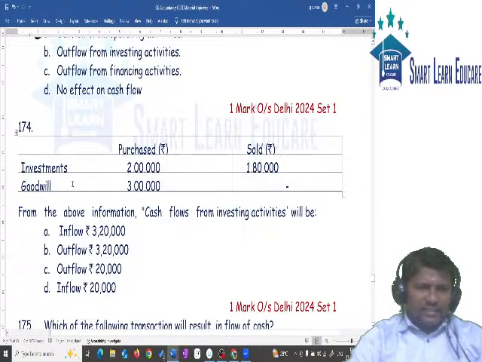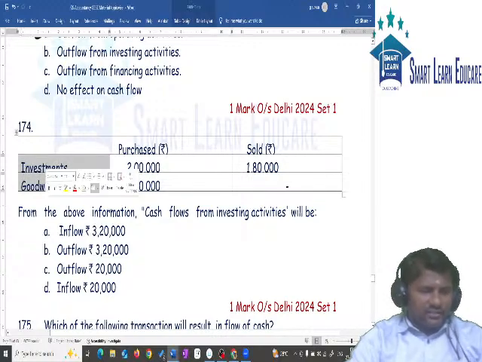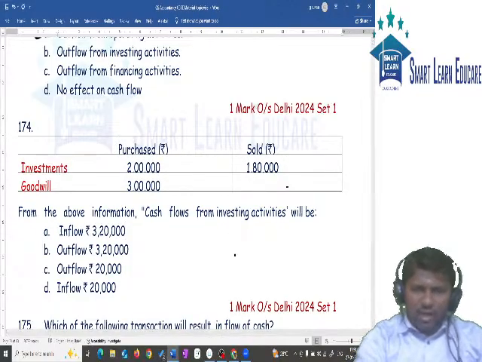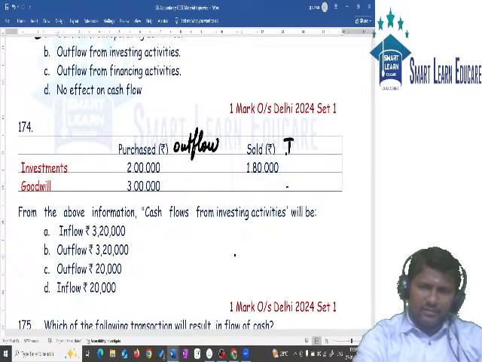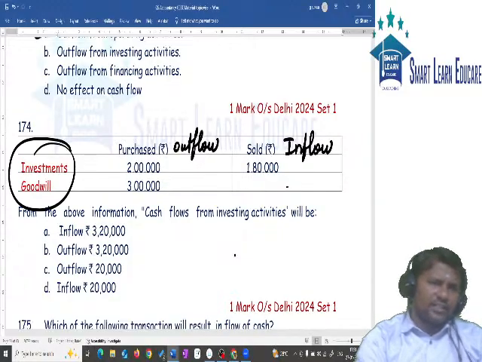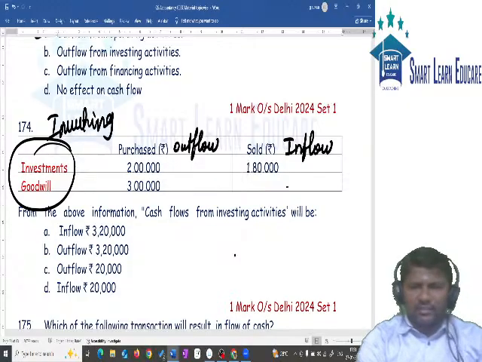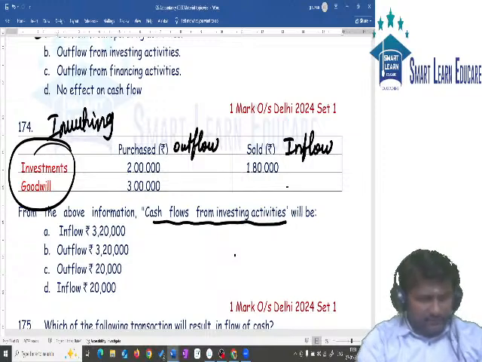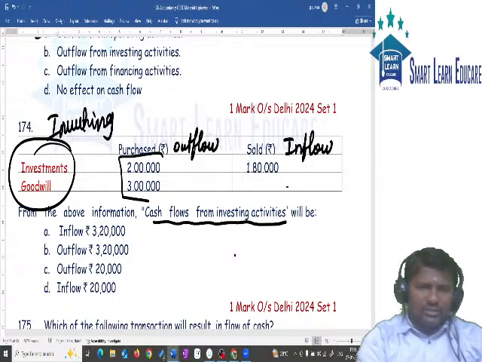Next, some asset related items are given. Asset related means what activity? Investing. Purchase is given. Purchase means it is outflow of cash. Sale means inflow of cash. Both are assets, so they are asking about investing activity. What is the question they are asking? From the following, calculate cash flow from investing activity. So what is the total outflow?